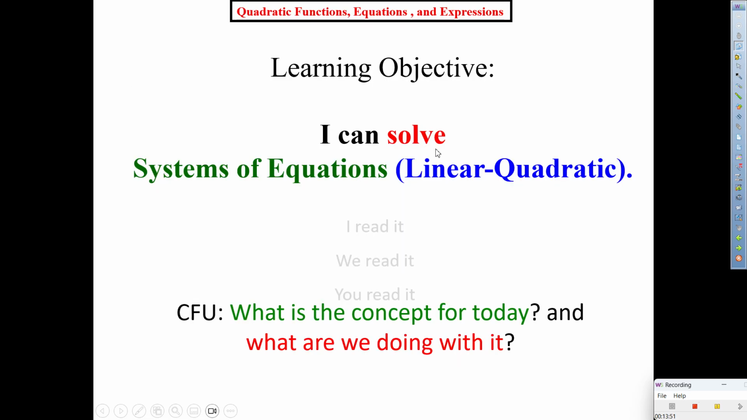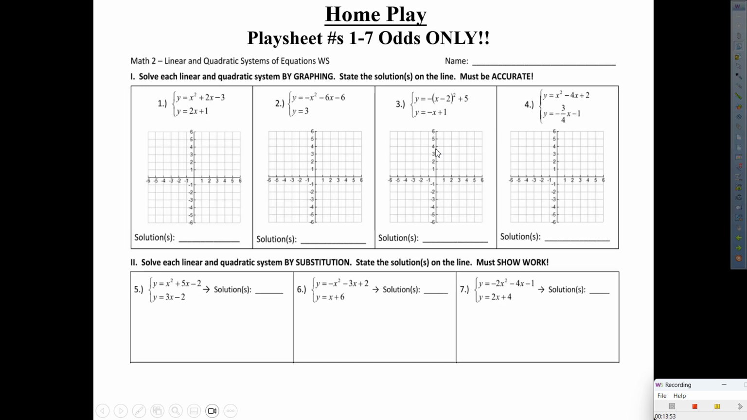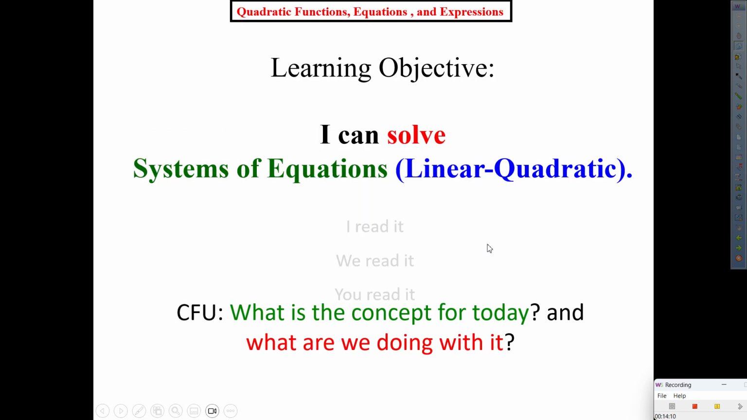Odds. That means 1, 3, 5, and 7. Okay? So with that said, this says 1 and 3 by graphing, and 5 and 7 by substitution. Okay, let's go. So you do have 2 graph papers, yes? Today we're going to focus on graphing. Yesterday we did substitution. Today we're going to do graphing. So make sure you have a graph paper in front of you.